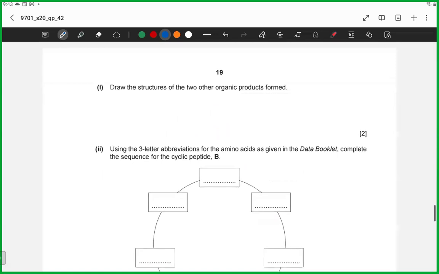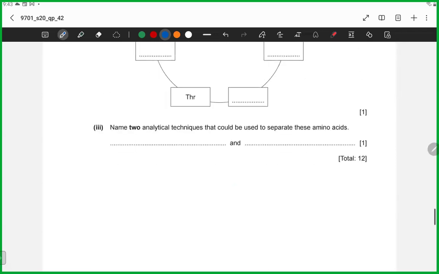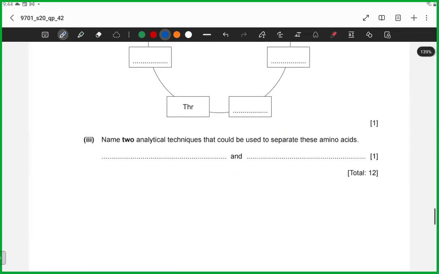It then asks for a three-letter abbreviation that's not in your course, so we can skip that. Then it says name two analytical techniques: how are amino acids separated? What is the process called? Electrophoresis. Any other way? Think about O levels. There was a paper technique, paper chromatography, but that's not part of A levels.